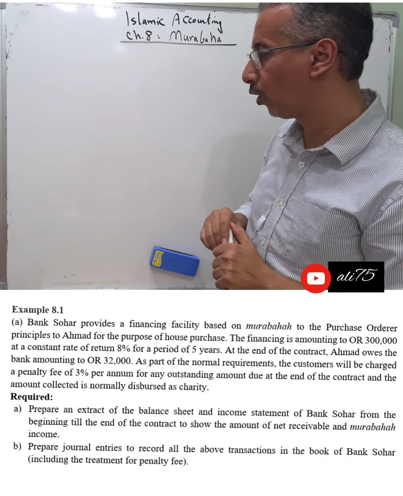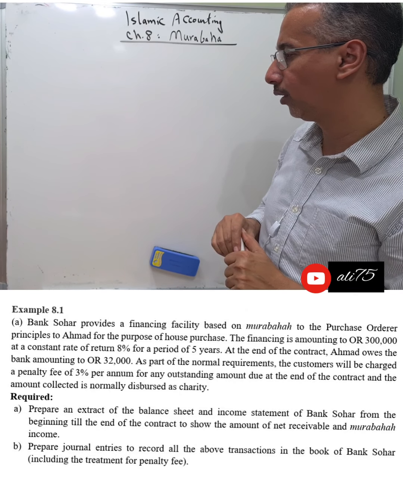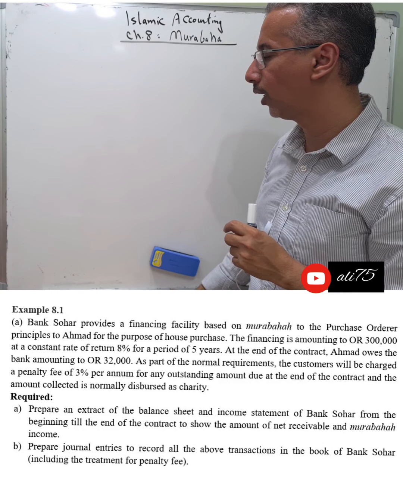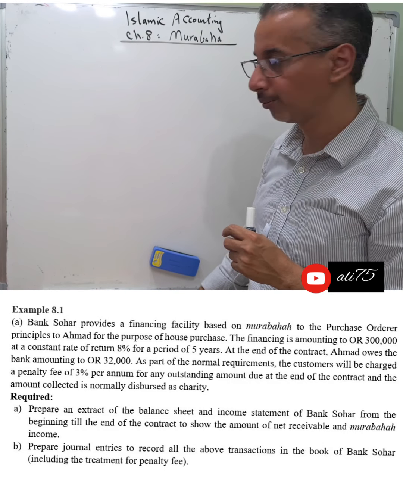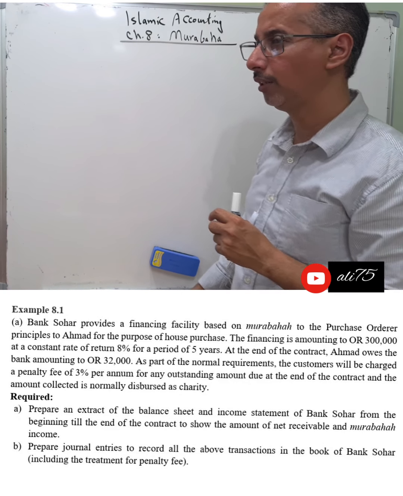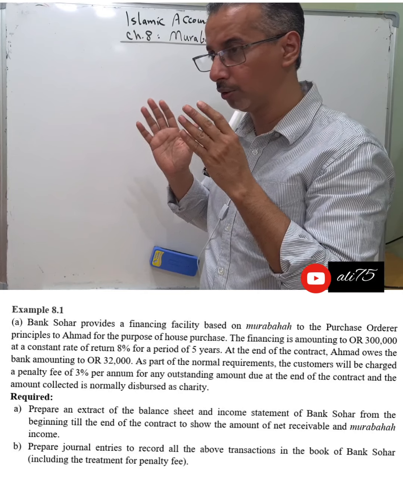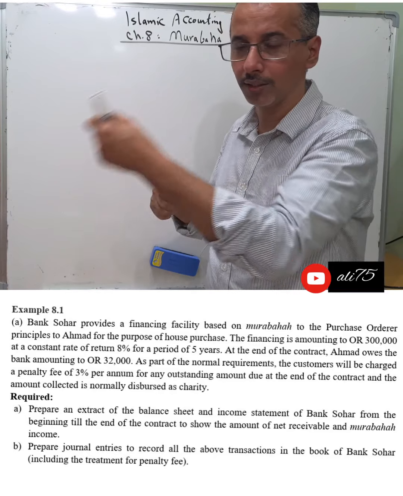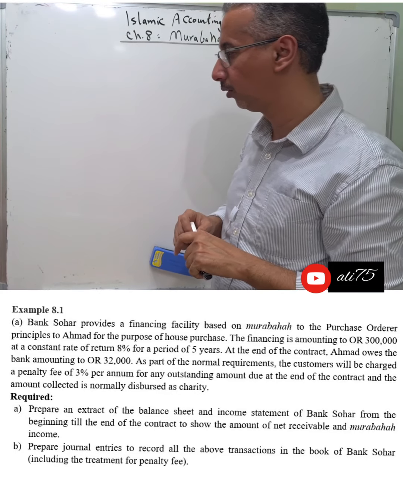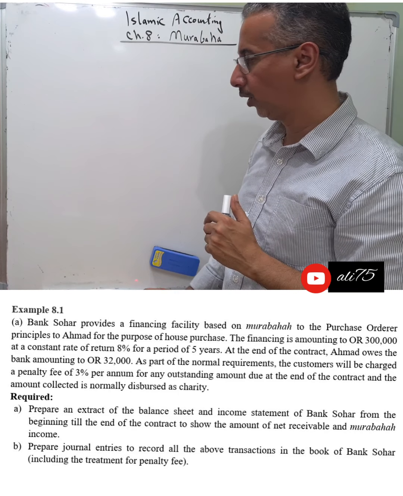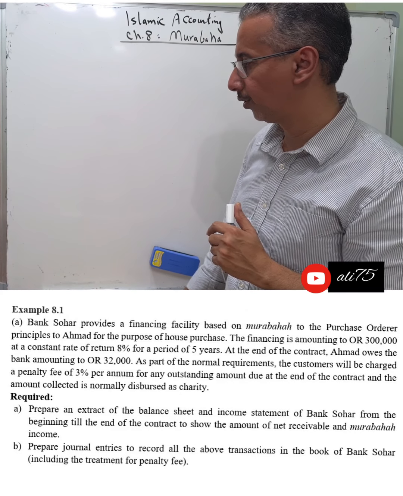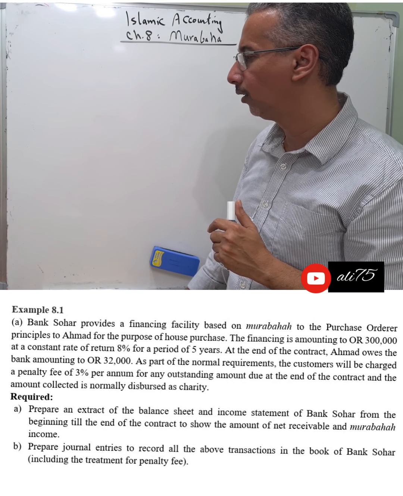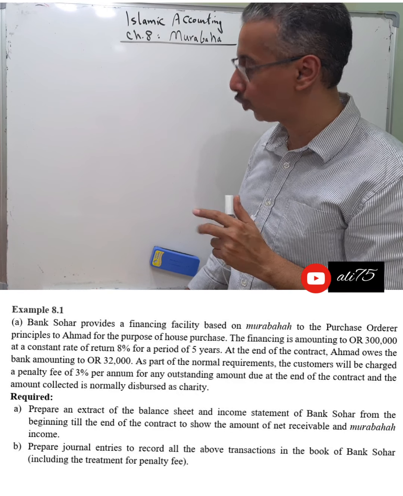As part of the normal requirement, the customer will be charged penalty fees of 3% per annum for any outstanding amount. It's a penalty. Actually, the bank doesn't keep this penalty with them, according to the rule of the IBRF in Oman. They collect it from the customer and put it in a charity account to use in social activities. 3% per annum for the outstanding amount due at the end of the contract, and the amount collected is normally distributed as charity. That's the point.